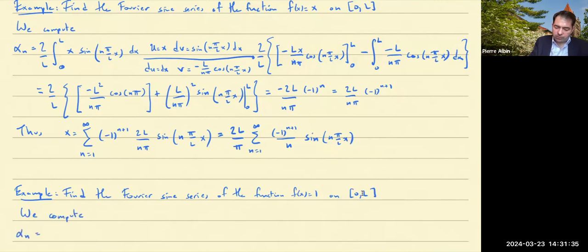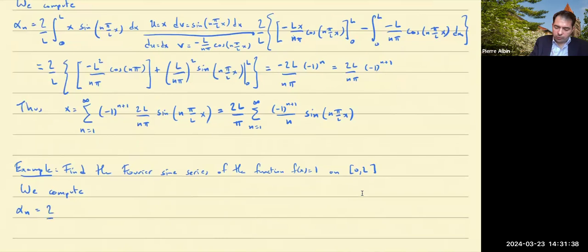So alpha n would be 2 over L times the integral from 0 to L of 1 times sine of n pi over L x dx. Right? So this is simple enough to integrate directly. So that's just 2 over L times L over n pi times minus cosine of n pi over L x, right, evaluated between 0 and L.